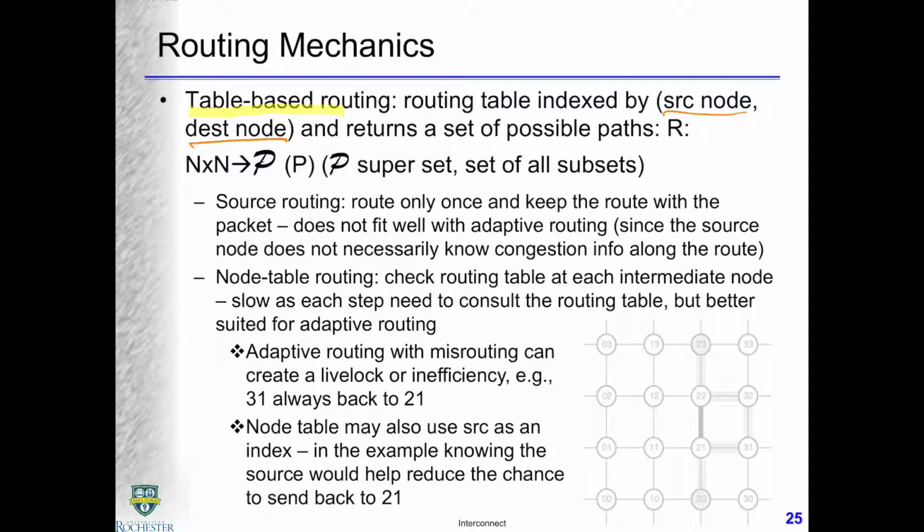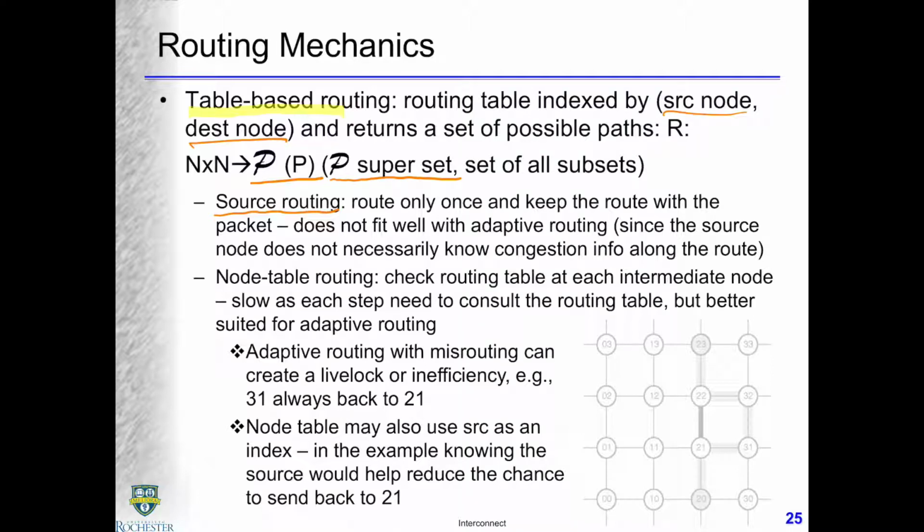And the result of that table maps to a subset of all possible paths. Okay, so P is a path, and this fancy P is the superset of all possible paths. So this is a projection from n by n, your source destination tuple, to a subset of all possible routes that you choose.